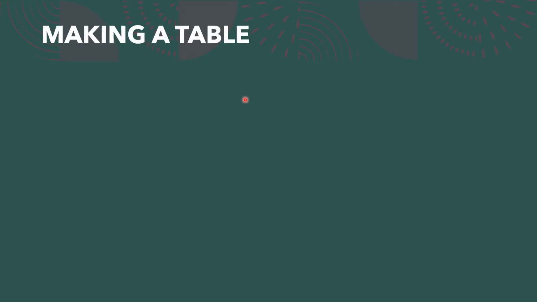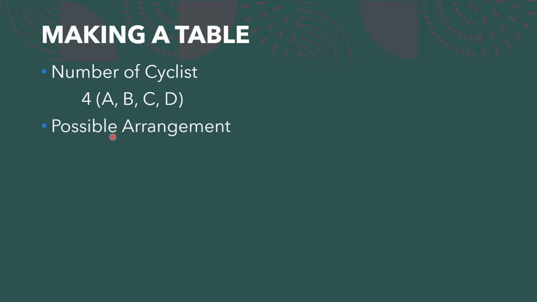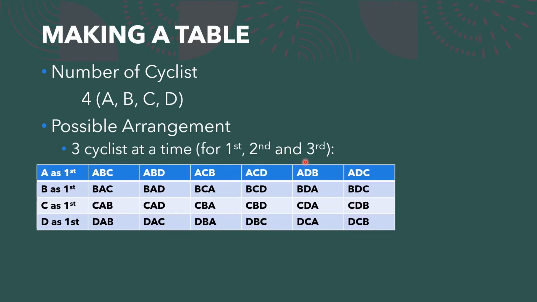Try nating isolve yung problem a while ago using making a table. So first, ilan nga ba ang cyclist natin? We have 4. So pangalanan natin sila as cyclist A, cyclist B, cyclist C, and cyclist D. Mag-identify tayo ng possible arrangement. But remember, 3 cyclists at a time lang kasi kailangan lang natin ay identify ang first, ang second, at ang third placer. So dito may table na akong ginawa.